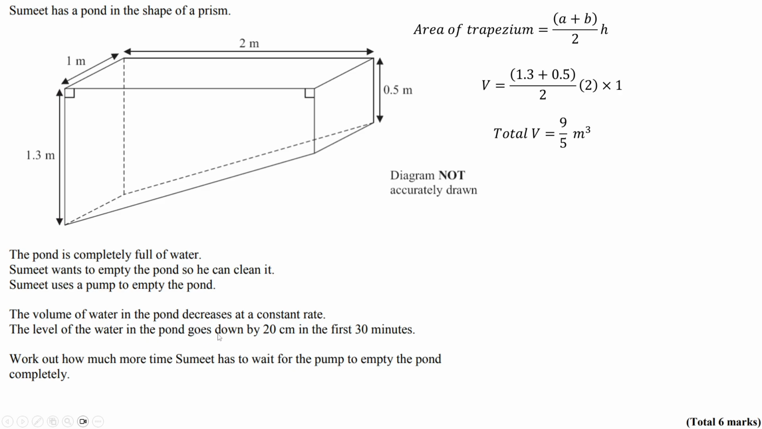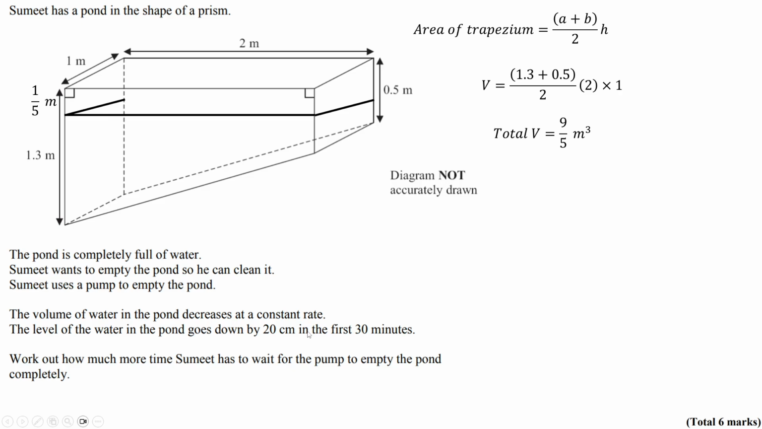We're told that some water has already been removed from the pond, and the depth of the water that's already been removed from it, once being completely full, is 20 centimeters, or 0.2 meters. This is where the water level is right now, because after half an hour we've already drained the water and it's moved down by this level.